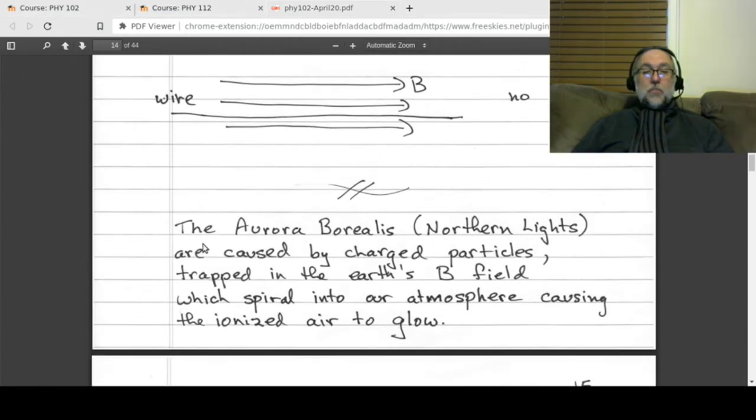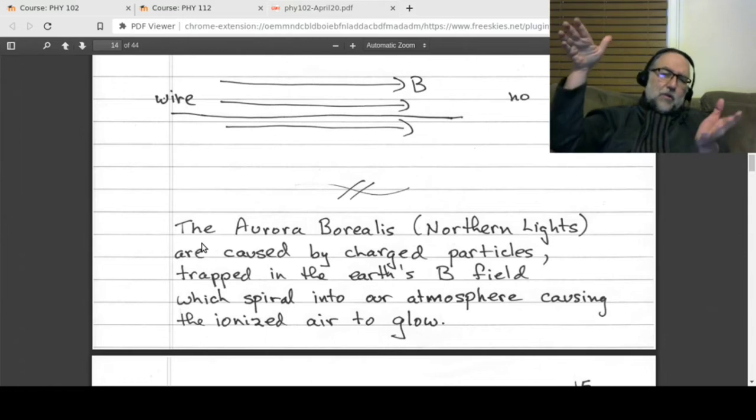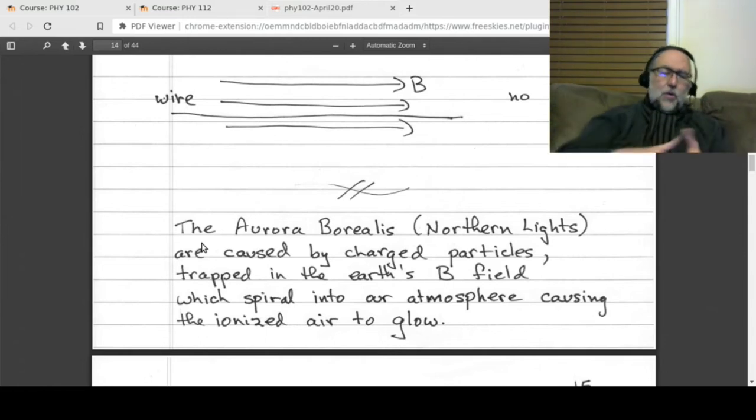All right. So we're going to do another problem, because that problem was with a current. Let's do a problem with our charged particle. Just to be realistic, the northern lights are actually charged particles. The aurora borealis is due to these charged particles, which get trapped in the Earth's magnetic field. And they actually spiral. You'll see in a second why they spiral. Because of the shape of the Earth's magnetic field, they're kind of funneled into our atmosphere.